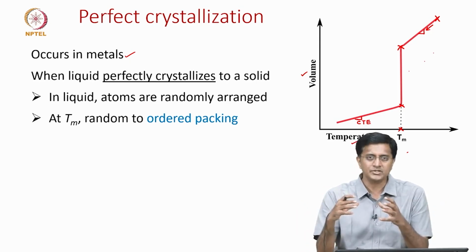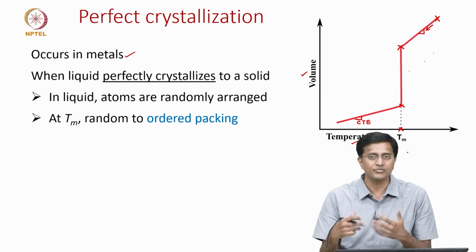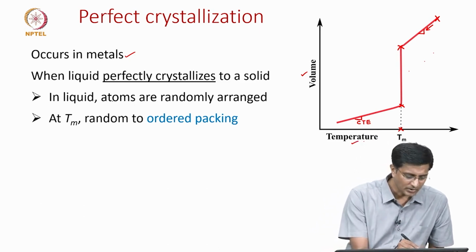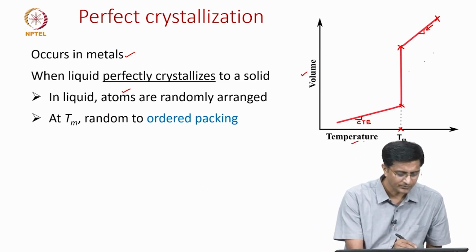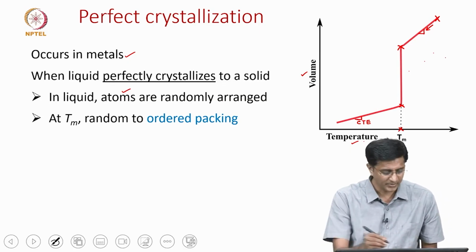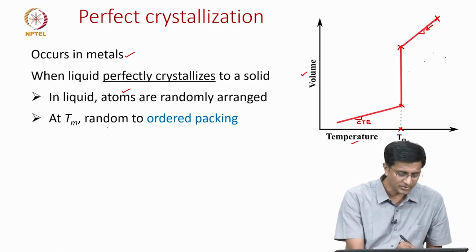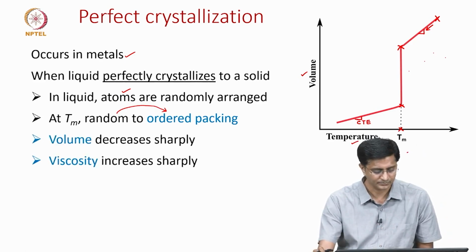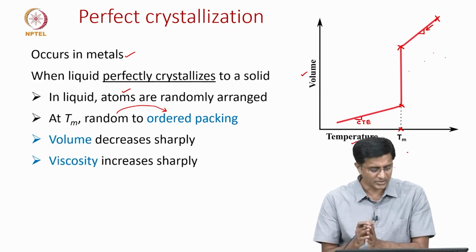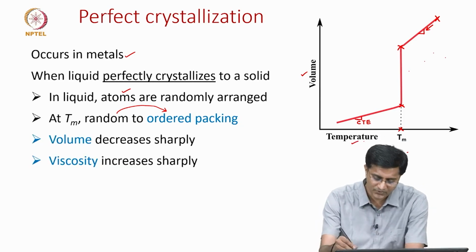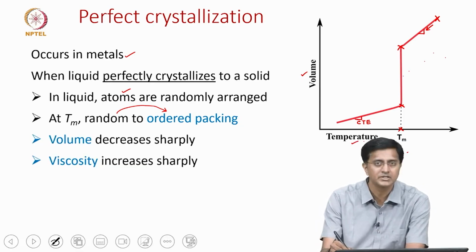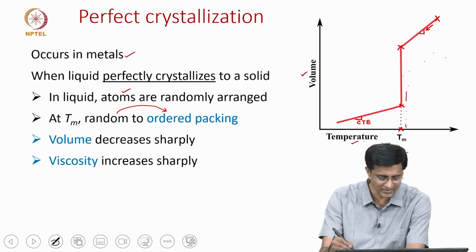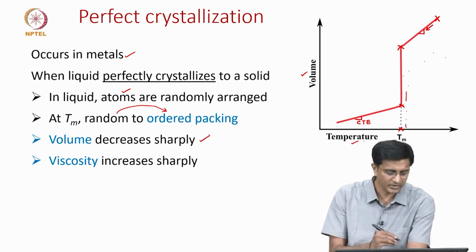So, when this happens, how does it affect the physical properties? We say that the atoms are randomly arranged initially at high temperatures, but at the melting point temperature they go from random to an ordered state, which we now call crystallization. During this crystallization, what we notice from this figure is that the volume decreases drastically, by a large amount. So, the volume decreases sharply.